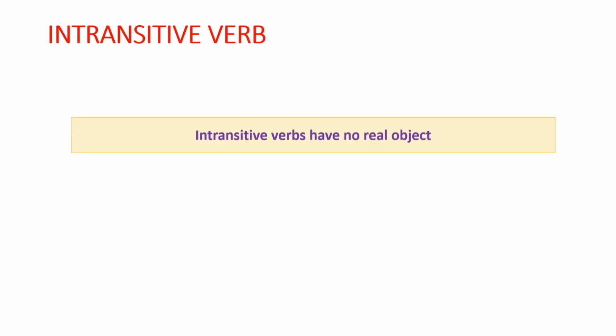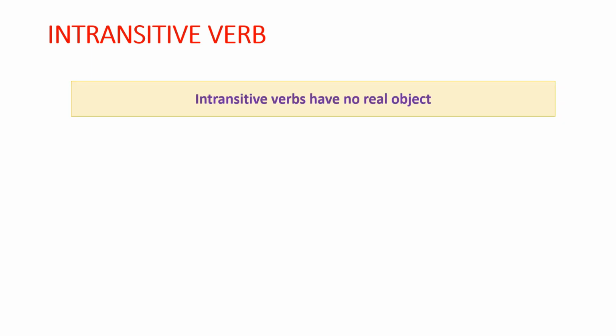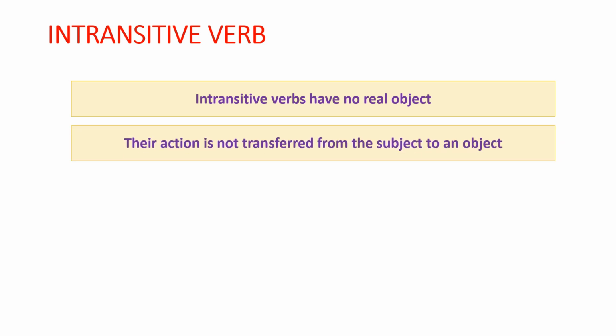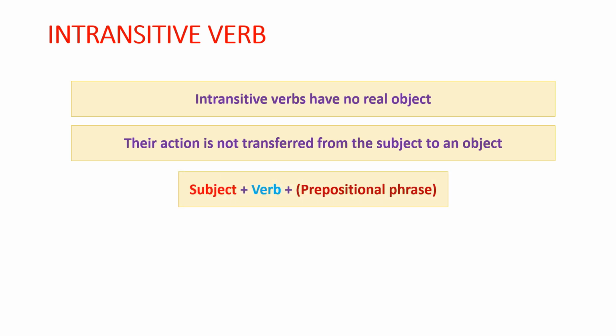Next, we will see what is intransitive verb. These are sentences that don't actually have a real object. That means their action is not transferred from a subject to an object. So, the intransitive verb has the structure subject plus verb. Sometimes we will have a prepositional phrase at the end. Let's see some of the examples.